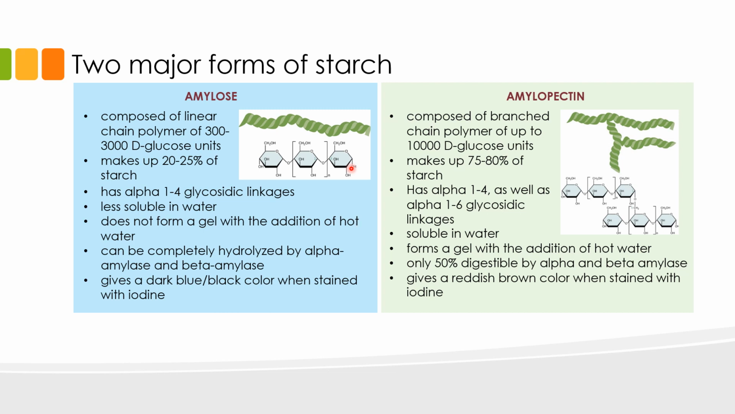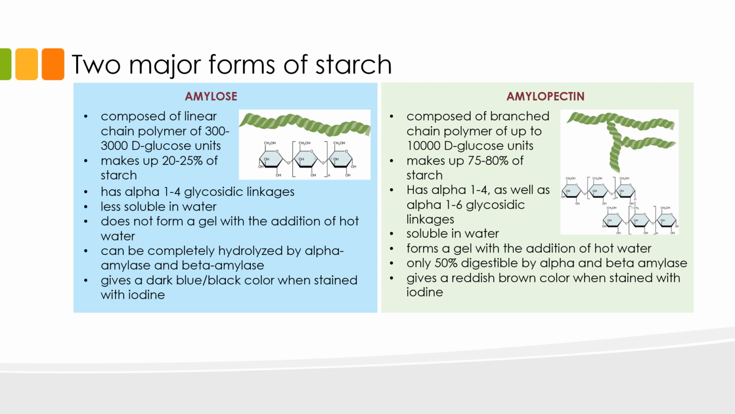This linear arrangement of glucose molecules makes your amylose look like single threads like this. The amylopectin, on the other hand, is not linear but branched. As you can see here, look at the branching that the glucose units are making in this structure. Compared to amylose, the amylopectin is composed of more glucose units, which can go as high as 10,000. Starch in seeds contain more amylopectin than amylose. Amylopectin makes up 75 to 80% of starch, while amylose only make up 20 to 25% of starch.